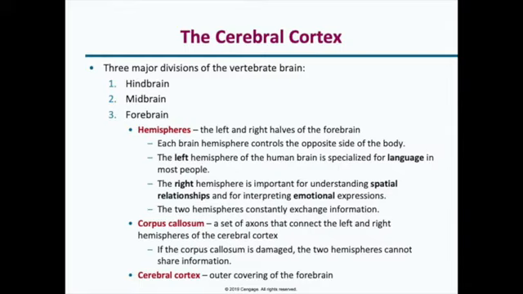It consists of hemispheres, the left and right halves of the forebrain. The outer covering of the forebrain is known as the cerebral cortex, and it's especially prominent in humans. Now you know why we're going to spend so much time talking about the cortex. It's apparently one of the things that makes us human and separates us from other vertebrates.